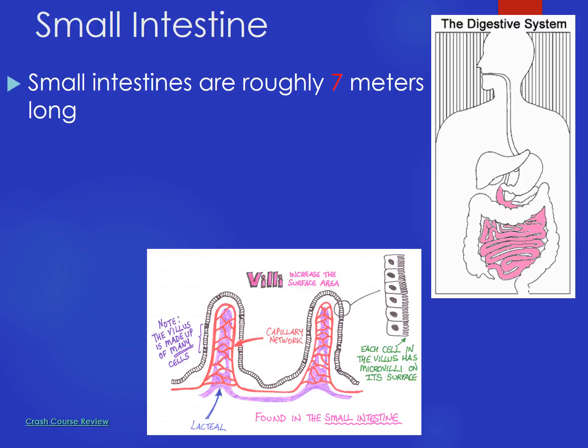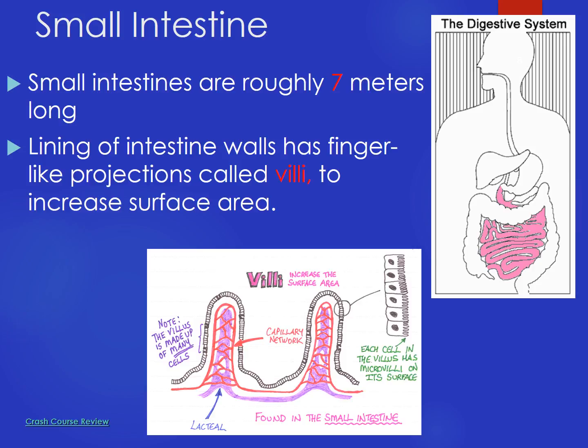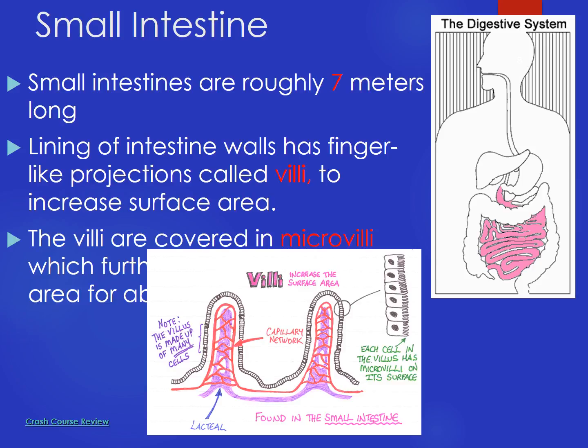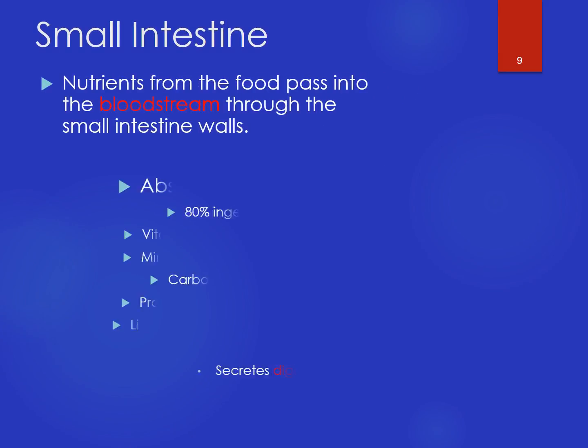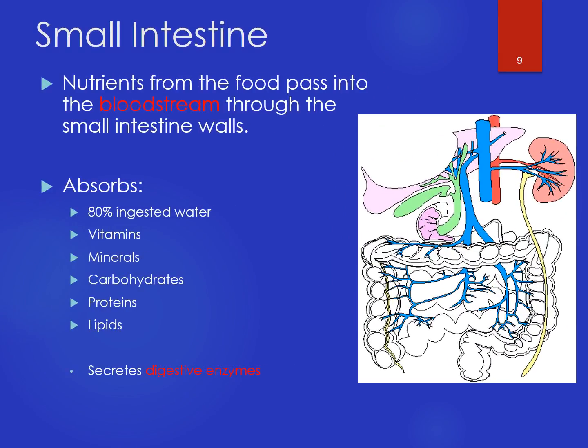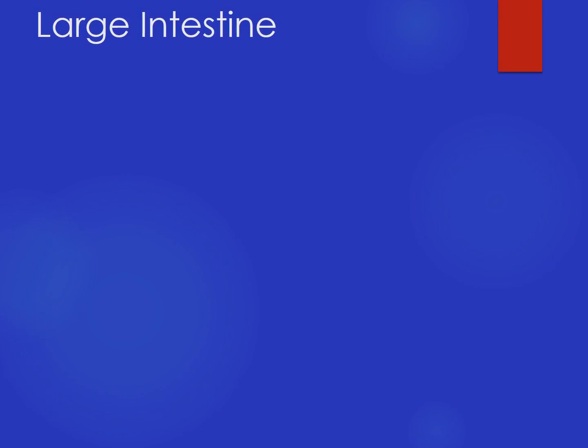The small intestine is roughly 7 meters long, and the lining of its walls has finger-like projections called villi to increase surface area, and the villi are covered in microvilli. The small intestine absorbs nutrients, which pass into the bloodstream through the small intestinal walls, and it absorbs 80% of ingested water, vitamins, minerals, carbohydrates, proteins, and lipids.